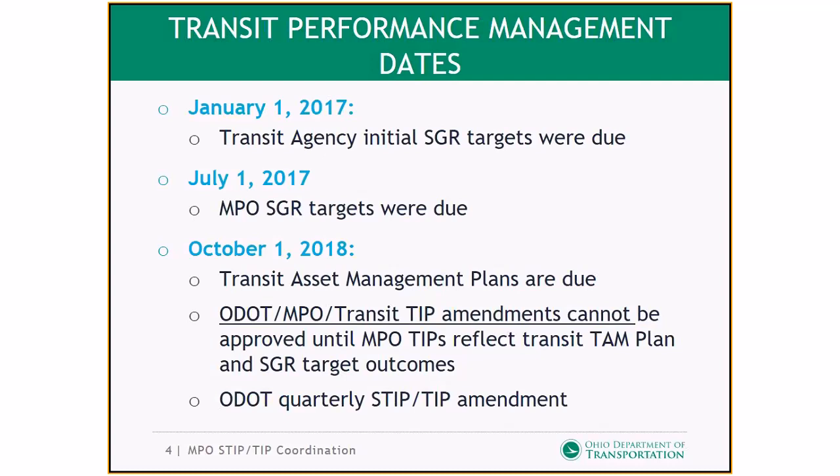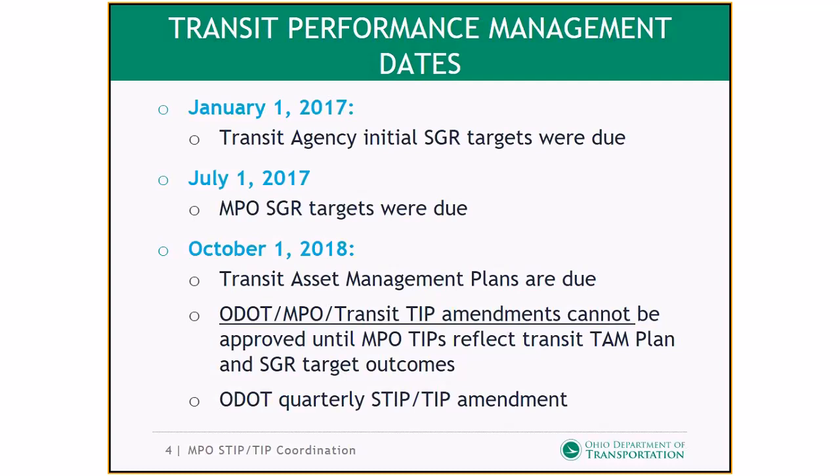January 1, 2017, transit agencies were required to establish their initial state of good repair targets. July 1st, 2017, MPOs then were to respond to state of good repair targets for their region based on what the transit agencies had established. Now, we here at the department clearly understand that maybe not all transit agencies and not all MPOs actually acted on the January 1st or July 1st, 2017 targets that were due, and that is not necessarily a problem at the moment.